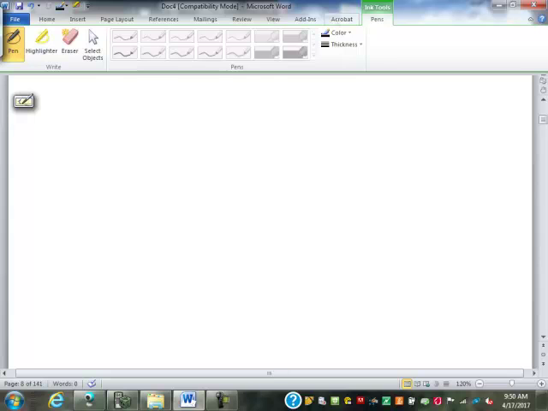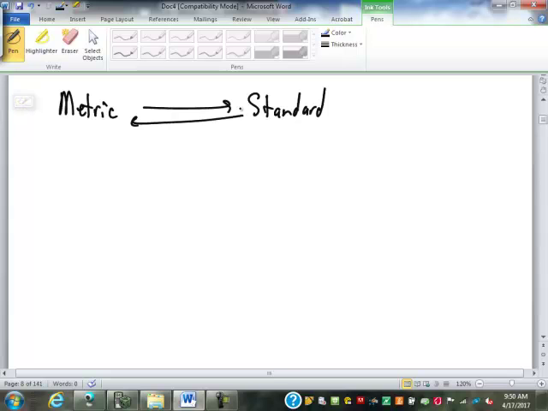So, the big question now then is, since both systems exist, going from one system to another. So let's look at converting metric to standard, or standard back to metric. We'll start out talking about length.